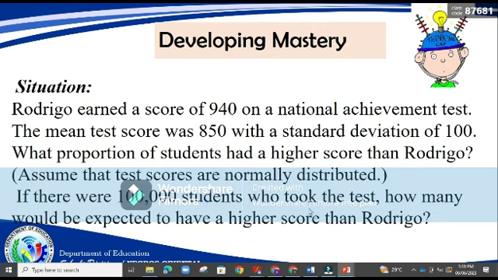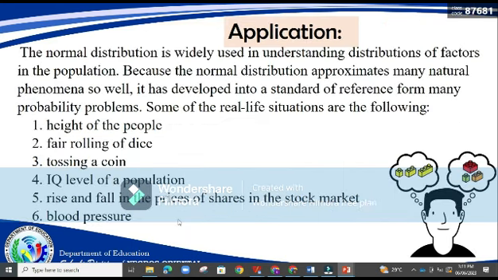Now, developing mastery. You're going to answer this one in your math activity notebook. Situation: Rodrigo earned a score of 943 on a national achievement test. The mean test score was 850 with a standard deviation of 100. What proportion of students had a higher score than Rodrigo? Assume the test scores are normally distributed. If there were 100,000 students who took the test, how many would be expected to have a higher score than Rodrigo?